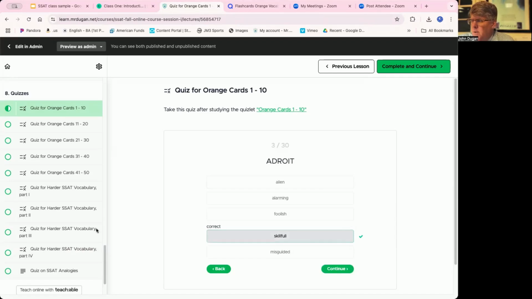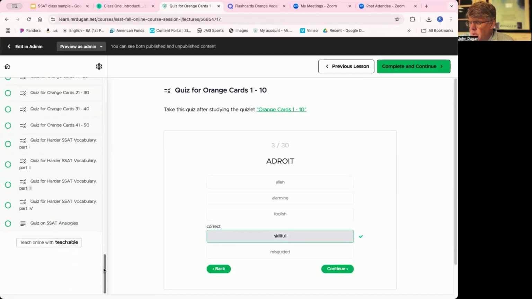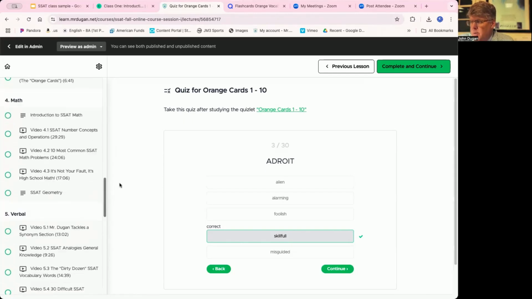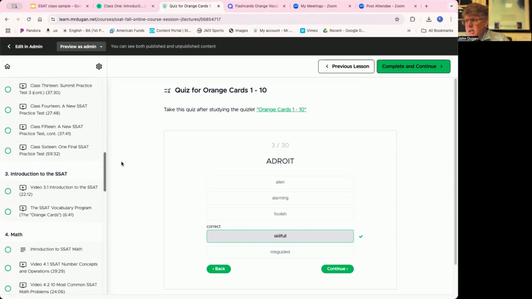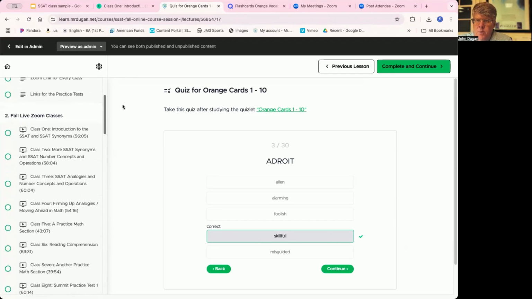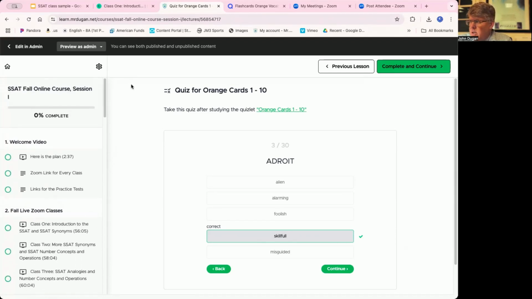Anyway, that's the nuts and bolts of the class: the quizzes section, the writing section, the reading section, the verbal section, the math section, the introductory section, and all the classes posted. And then I'll be building even more stuff this year. This is just last year. So that is a little preview of how the SSAT class works.